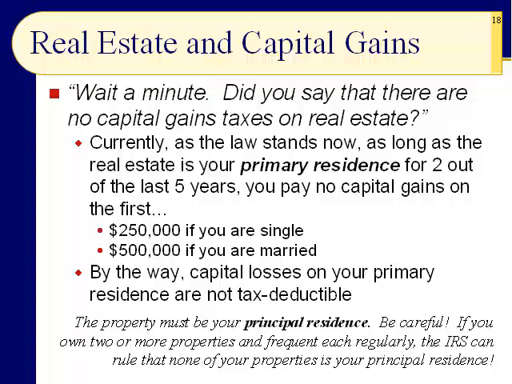The first one is that it must be your principal residence. Be careful. If you own 2 or more properties and you frequent each regularly, the IRS can rule that none of your properties is your principal residence. Very celebrated case of a wealthy couple. Don't be too sad for them. But hey, they got hit hard.